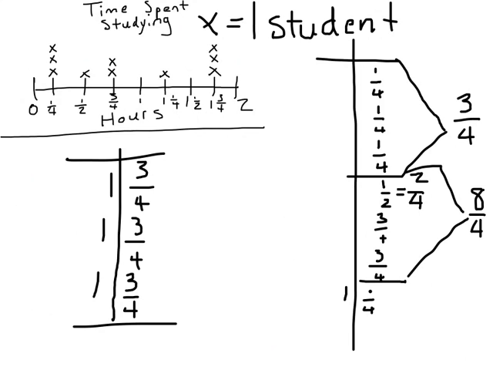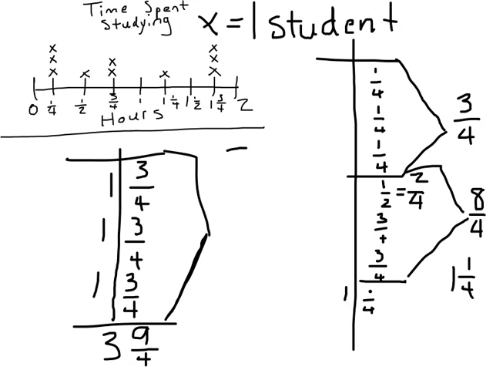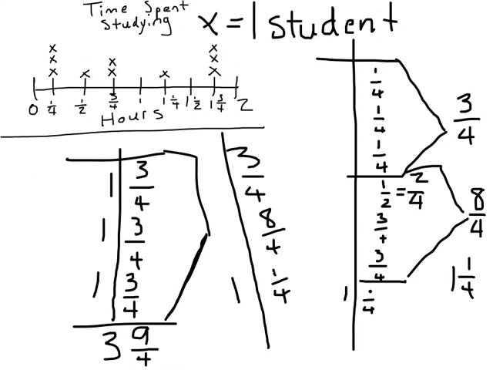Now I can add the rest. I have 1 1/4 left in this column. What's 1 3/4 plus 1 3/4 plus 1 3/4? Well, 3/4 plus 3/4 plus 3/4 is 9/4. 1 plus 1 plus 1 is 3. Now let's add all of our partial sums together. 3/4, 8/4, 1 1/4, 3 9/4.